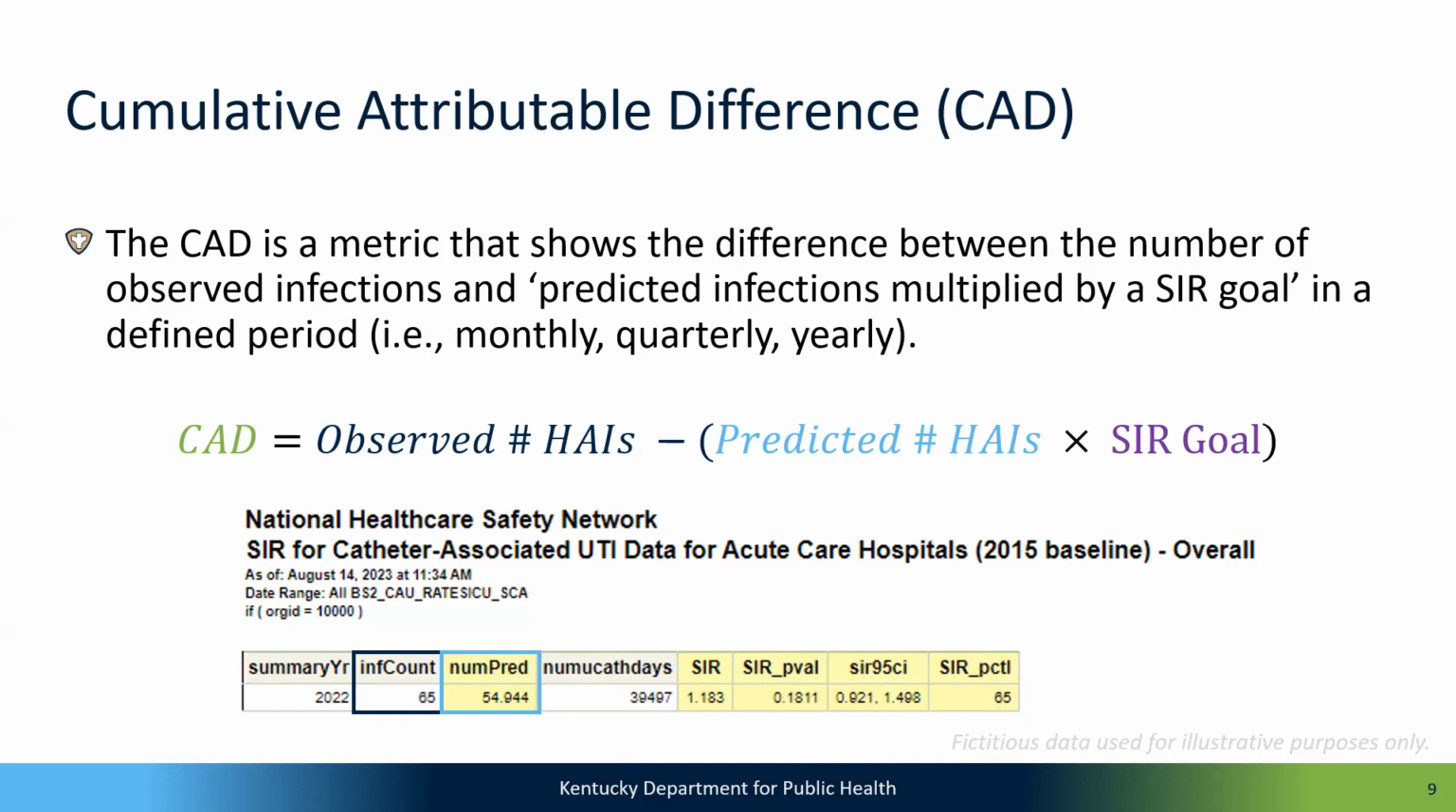The CAD is different from the SIR, as the CAD is a metric that shows the difference between the number of observed infections and the number of predicted infections. This value is then multiplied by the SIR goal. Therefore, the CAD value is the number of infections a facility would need to prevent to meet a defined SIR goal. So we can see the calculation there for CAD, where we take the observed minus the number of predicted HAIs times that SIR goal.